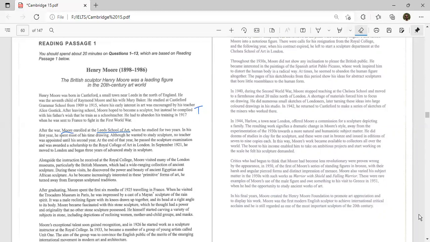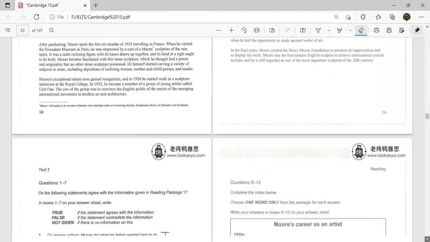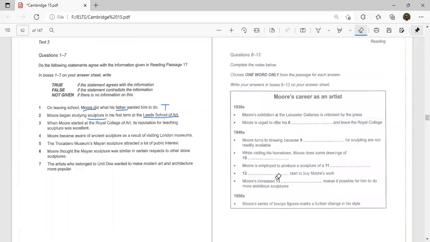Can I show the question again? Here's the question. Moore began studying sculpture in his first term. I think it is false because he studied drawing in his first year. Okay, so Moore began studying sculpture in his first term at the Leeds School of Art.